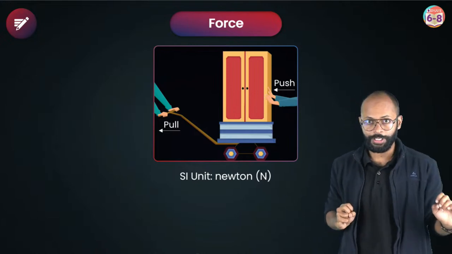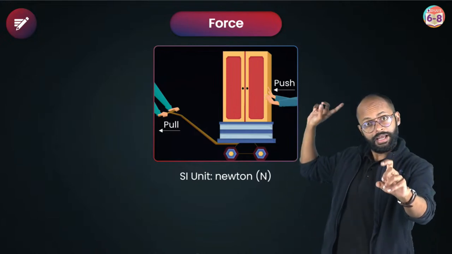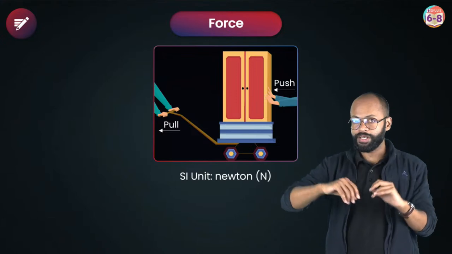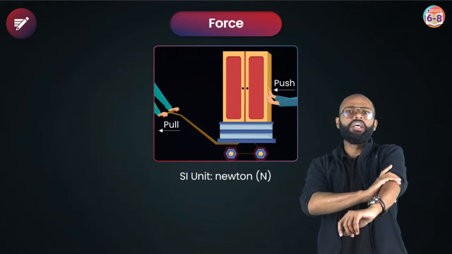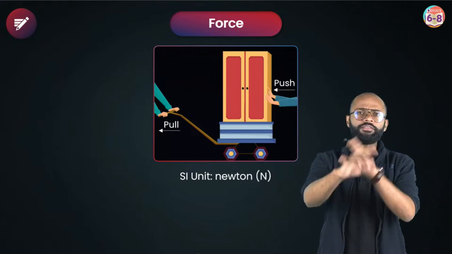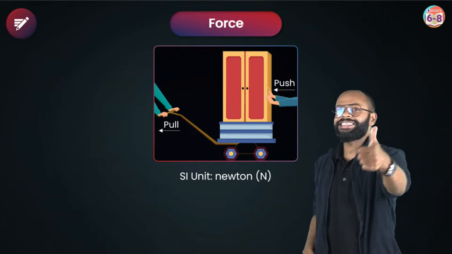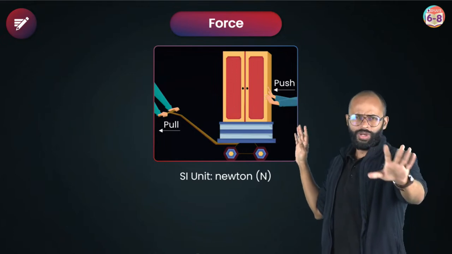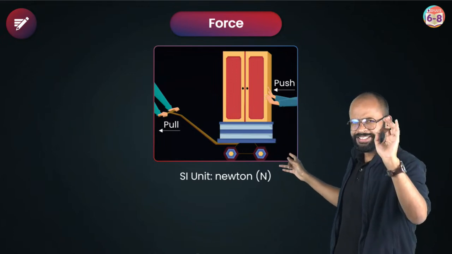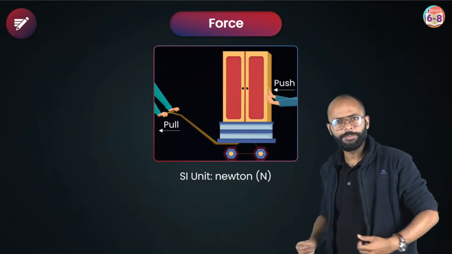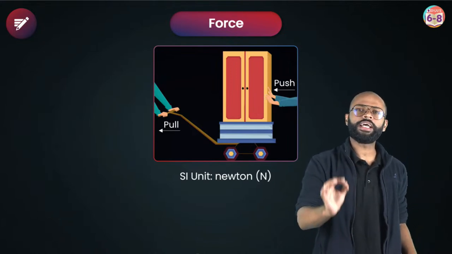Ab force ka unit hota hai kya? Newton. Sir Isaac Newton, if you remember the apple story, right? The famous scientist who gave the law of gravitation, Newton's laws of motion, itni sari cheeze hai. So Newton is the unit of force. Correct? Bahut acche. This is the SI unit. Question isse nahi aayega, but it's an important thing. Aapko pata hona chahiye. Force kya hai? Push or pull hai. Unit kya hai? Newton hai.